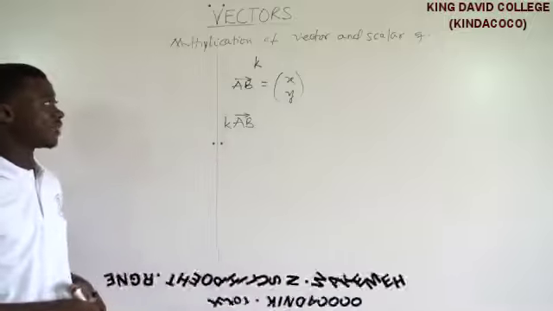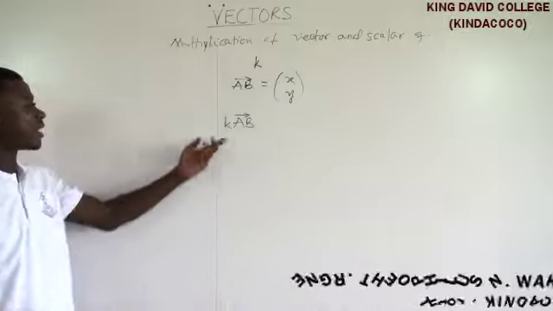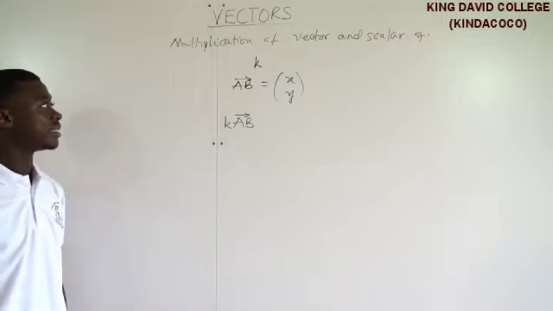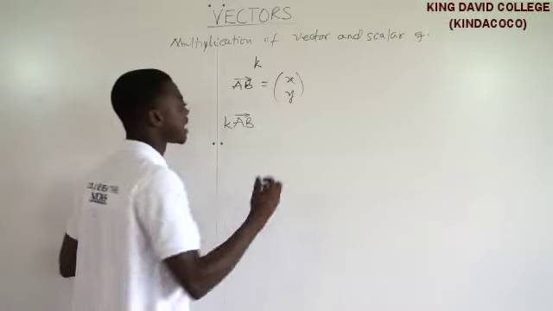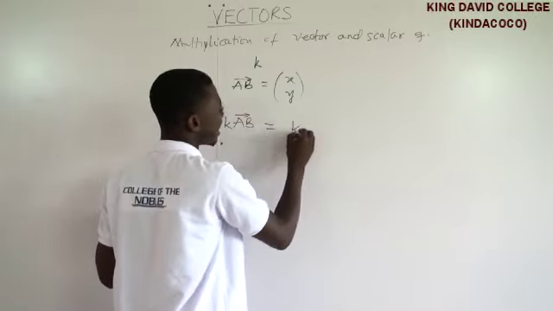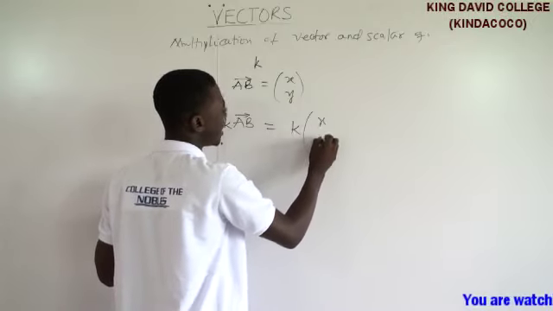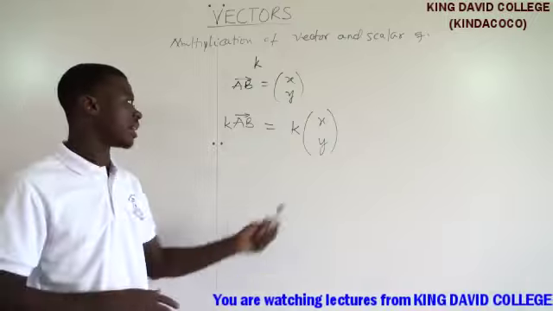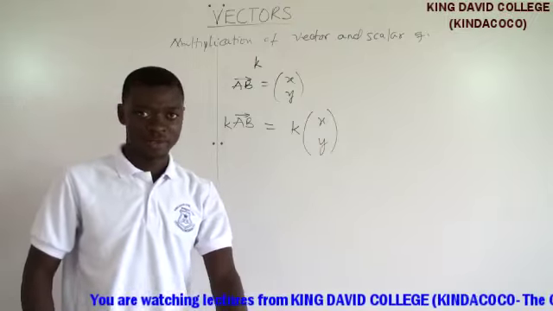Alright, k vector AB. What this means is that we are multiplying the scalar k with vector AB. That is the meaning. So this is actually saying that the scalar k is multiplying vector AB, x and y. So we have this x and y.